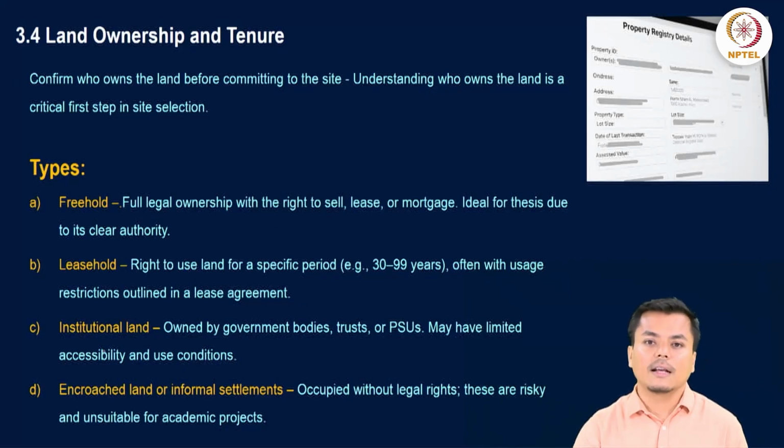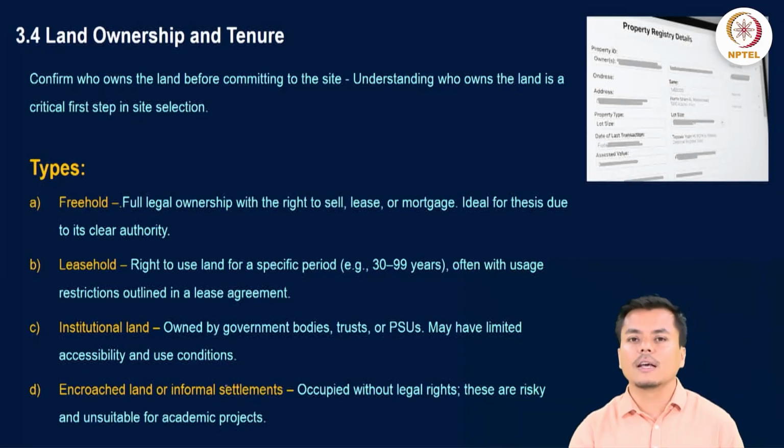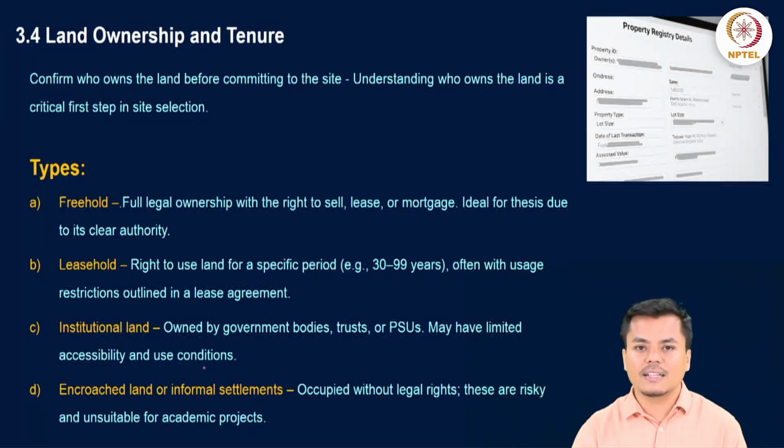Then third is institutional land, owned by government bodies, trusts or PSUs. Then fourth is encroached land or informal settlements. All these informal settlements or slums that we see within our cities are most of the time built on encroached land or on government land. So when you do a slum rehabilitation kind of project, you have to be aware of the ownership detail of that land before you proceed.